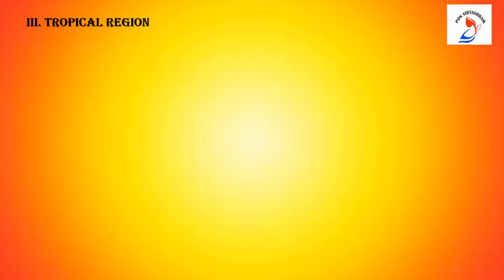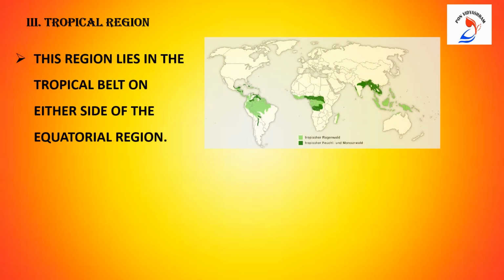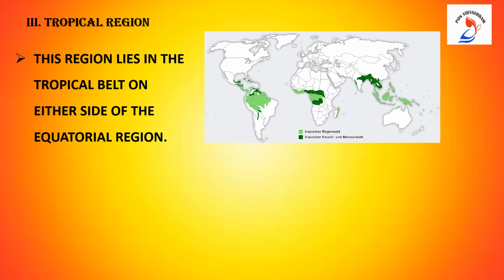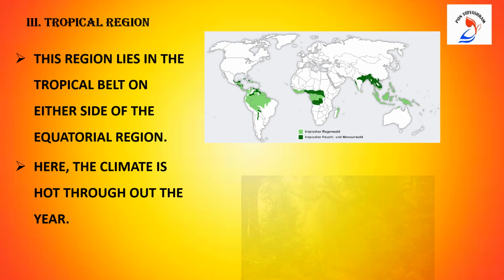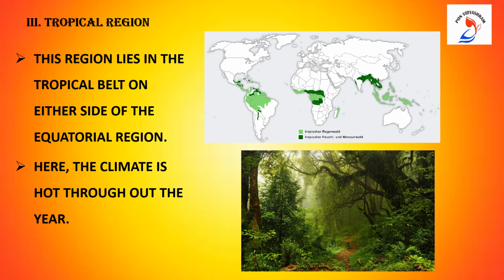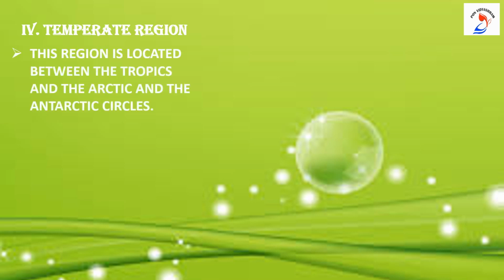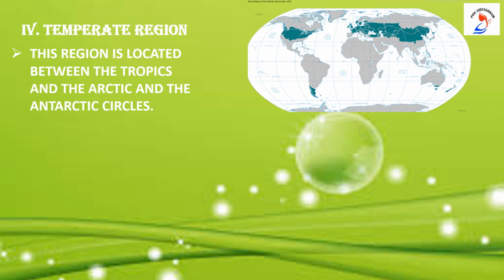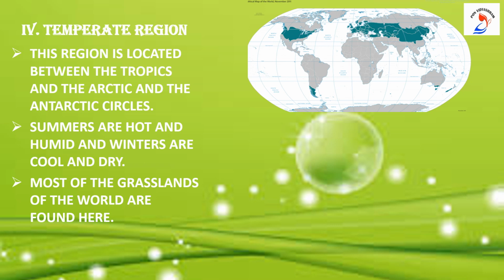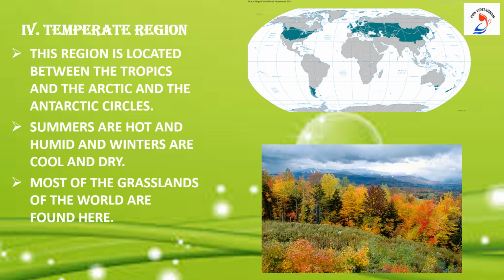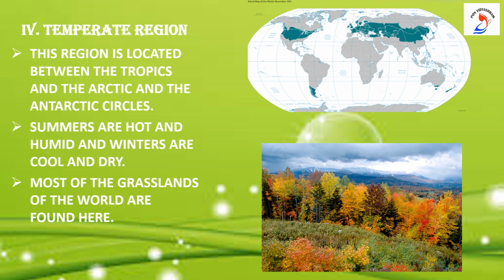The third region is tropical region. This region lies in the tropical belt on either side of the equatorial region. Here, the climate is hot throughout the year. Temperate region. This region is located between the tropics and the Arctic and the Antarctic circles. Summers are hot and humid, and winters are cool and dry. Most of the grasslands of the world are found here.